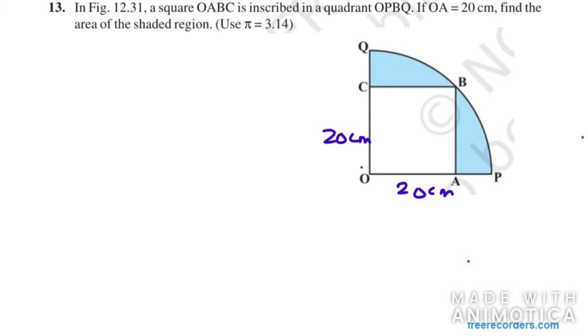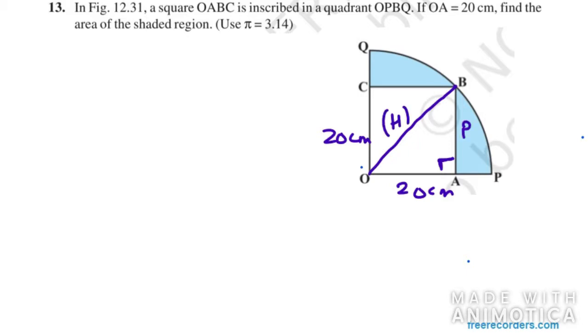So in this case, we need to find the area of the shaded region. We can't find the area of the quadrant in this case. Why? Because we are not given the radius. So for finding the radius, we need to make use of Pythagoras theorem here. As you know, the corner angles are equal to 90 degree. So in this case, we can easily find OB, that is the hypotenuse.